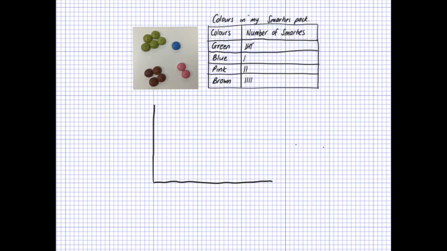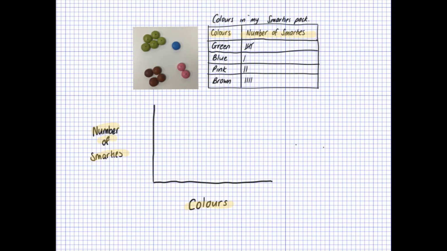So the first thing we need to do is figure out what we're going to label these axes as. So across the bottom, I'm going to put my colours along there. So I'm going to put colours. I'm going to label it so people know that these are the colours along the bottom. Now up the side, I'm going to put number of Smarties. And if you're super clever, you will notice that these labels are the same as the labels in your table.